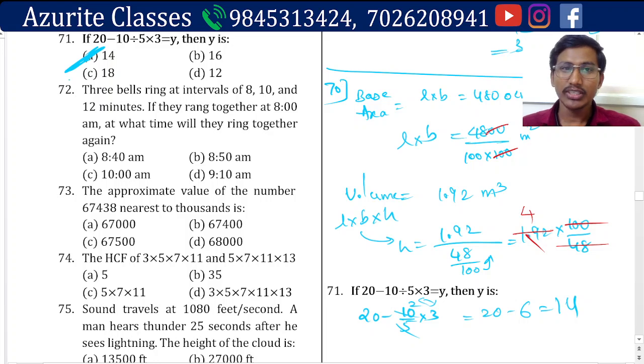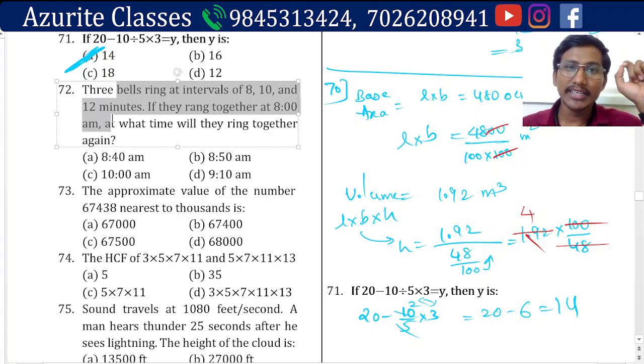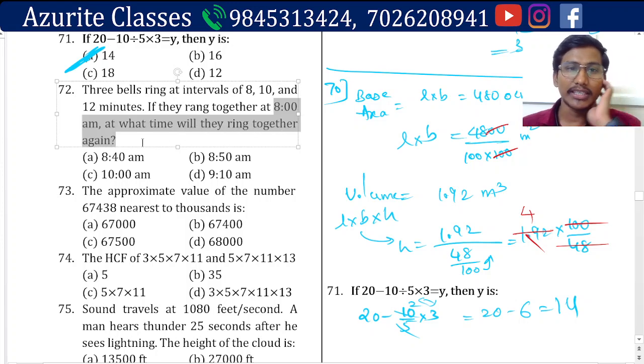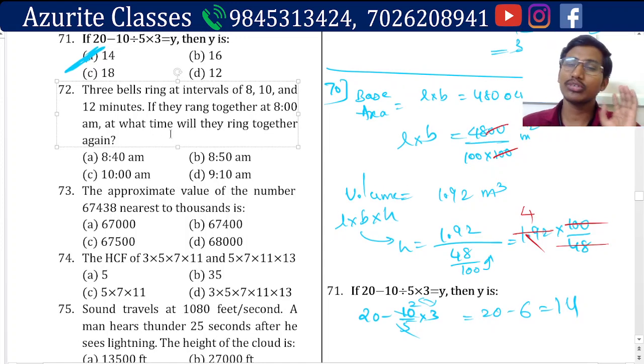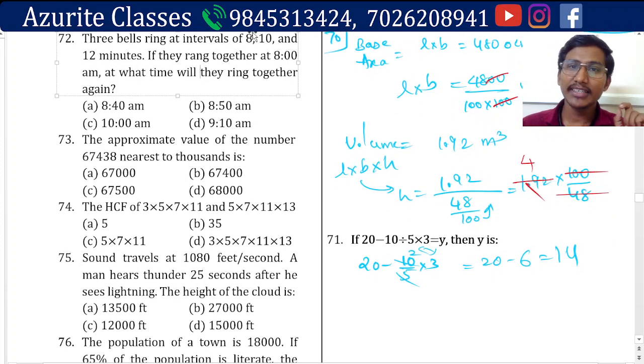Okay, good. Now 72 question. Three bells ring at the interval of 8, 10 and 12 minutes. If they rang together at 8 a.m., at what time will they ring together again is the question. Ringing bell and all we have to do with LCM. I told you, LCM of 8, 10 and 12 minutes we have to take. So let us do that question now.